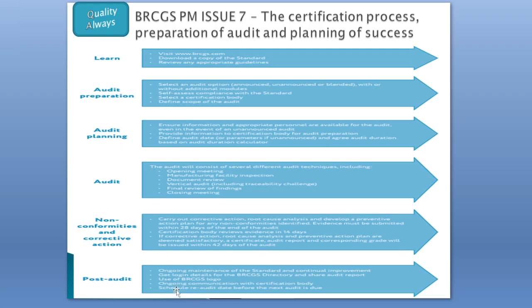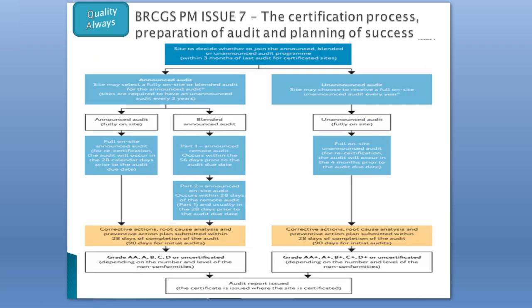Then the post audit: ongoing maintenance of the standard and continual improvement. Log in to the BRCGS directory and share the audit report. Use the BRCGS logo, ongoing communication with the certification body, and schedule a re-audit date before the next audit due date. So these are the six steps to get a site certified with BRCGS.